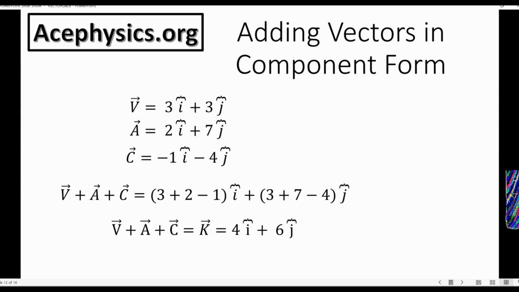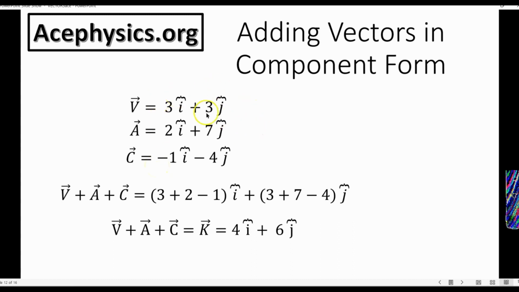You also need to know how to add vectors in component form, and in fact, it's probably even more common and more important. Here are three vectors, v, a, c. V is equal to 3i hat plus 3j hat. A is equal to 2i hat plus 7j hat. C is equal to negative 1i hat minus 4j hat.